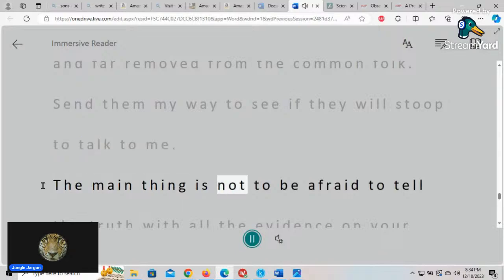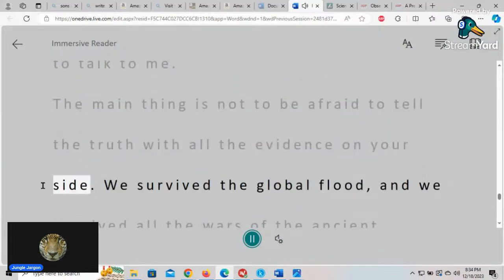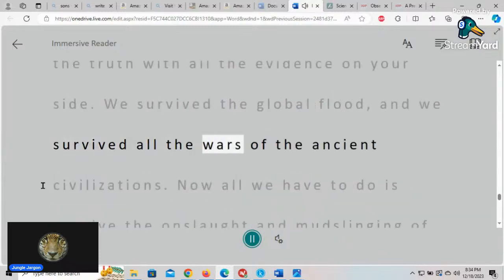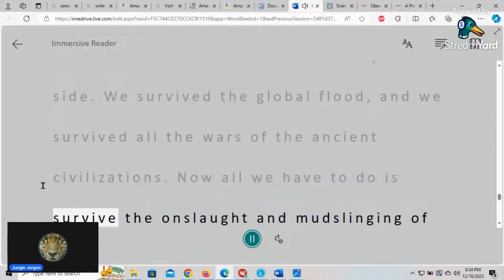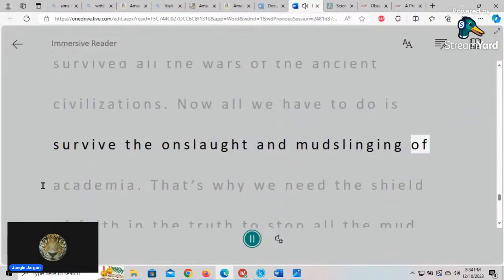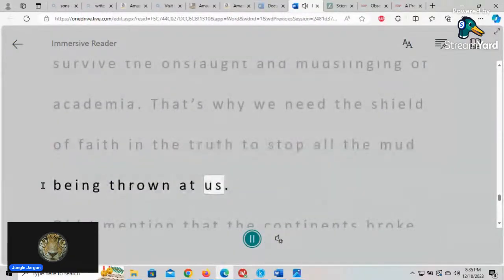The main thing is not to be afraid to tell the truth with all the evidence on your side. We survived the global flood, and we survived all the wars of the ancient civilizations. Now all we have to do is survive the onslaught and mudslinging of academia. That's why we need the shield of faith in the truth to stop all the mud being thrown at us.